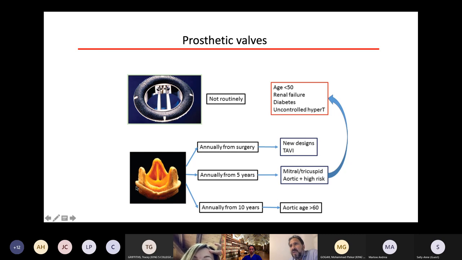Now, bioprosthetic valves, with established bioprosthetic valve designs such as a Perimount valve, failure rates, once again, are exceptionally low, and we do not routinely recommend annual surveillance echocardiograms every single year. What we would say is that patients with established bioprosthetic valves have annual echocardiograms after 10 years to look for valve degeneration and valve degradation, but otherwise they just need a clinical assessment to make sure that they've been keeping well and they haven't developed any cardiac symptoms, which may indicate early valve failure. Mitral valve replacements with bioprosthetic valves usually should be followed up after 5 years, and also newer designs of bioprosthetic aortic or mitral valves, and also TAVI valves.